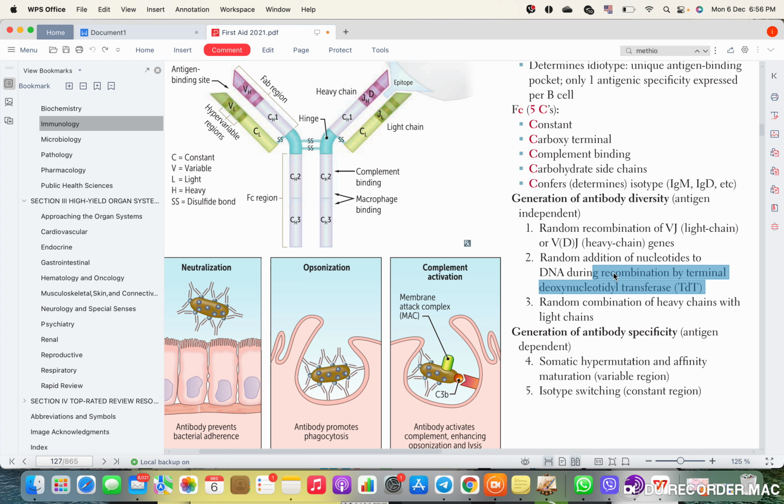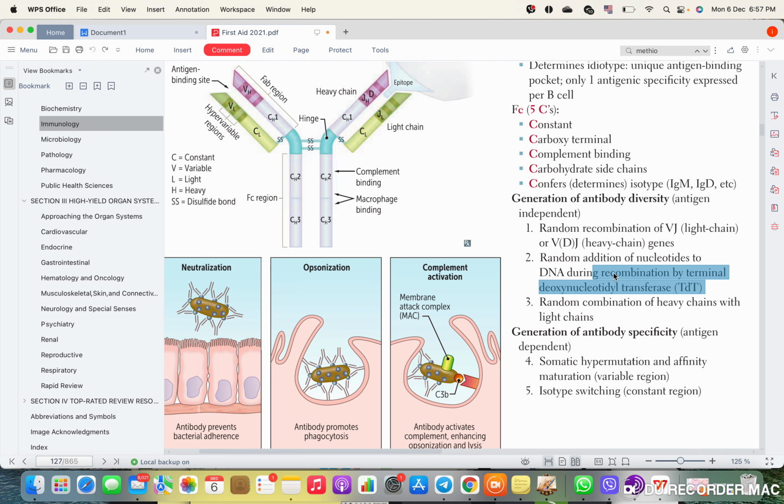Guys, has anybody here ever done hematology? He will know why the TdT is super important. Why is the TdT super important, guys? People who do hematology in their life. Come on. Okay, a bit disappointed, but it's basically no.